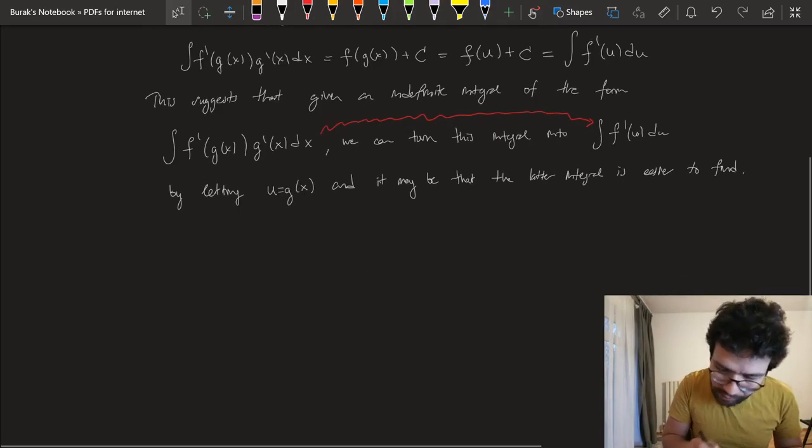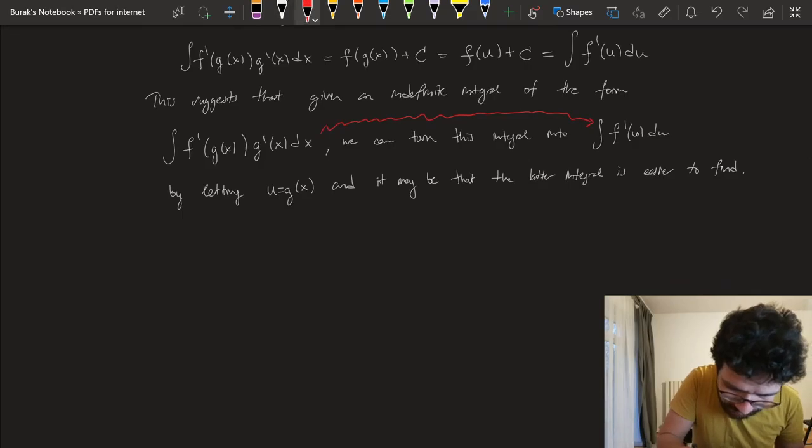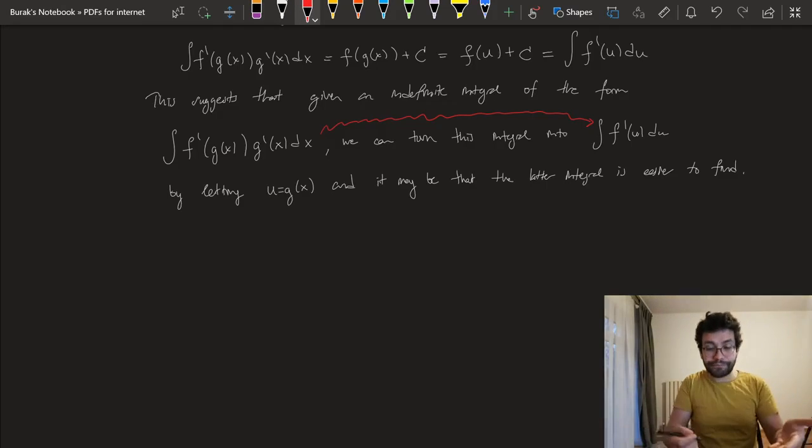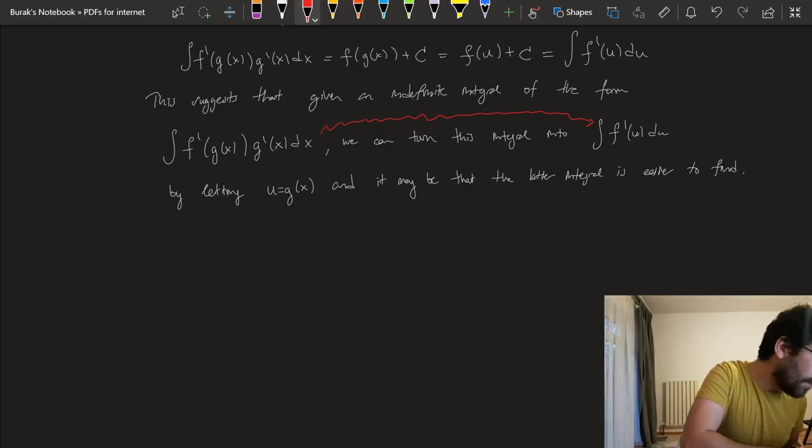So this whole thing suggests doing such a substitution, which is why this is called the substitution method. I'm substituting u for g of x and du for g prime of x dx. Okay, now let me show you some examples.